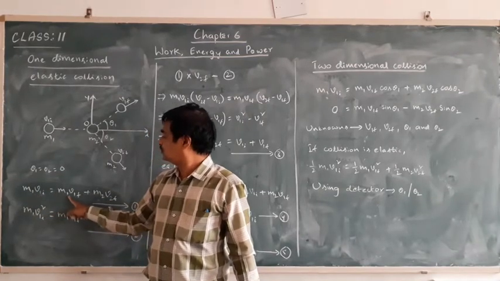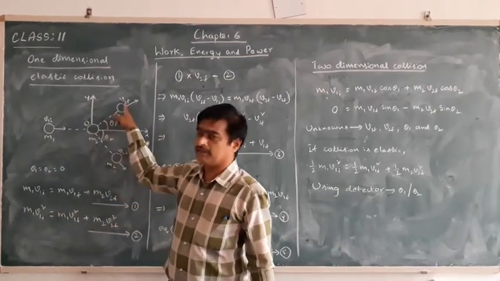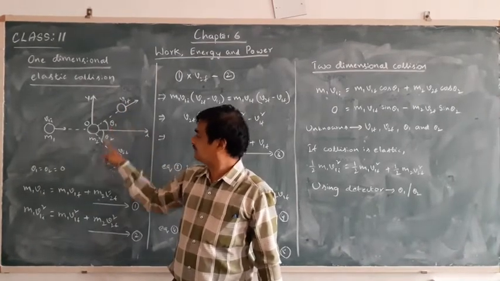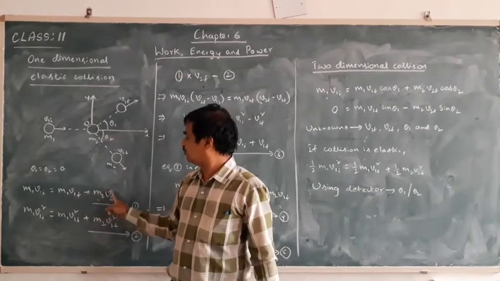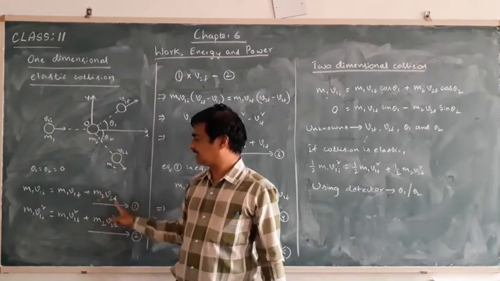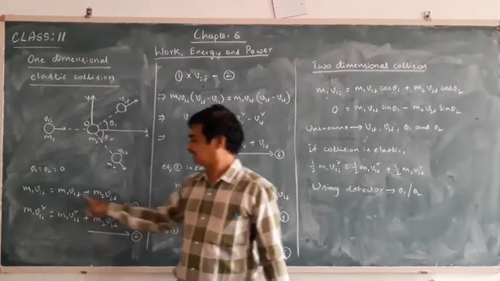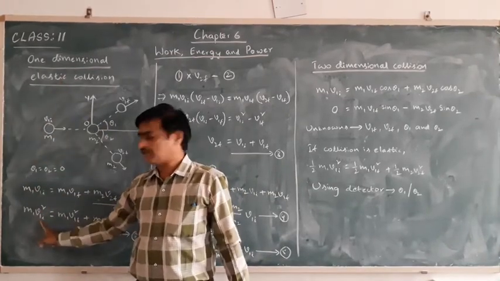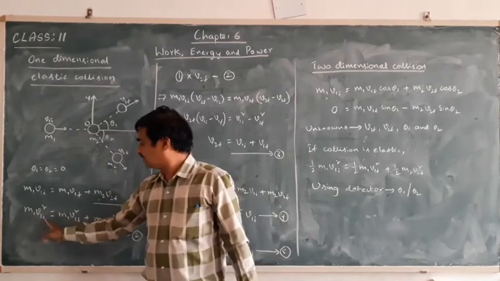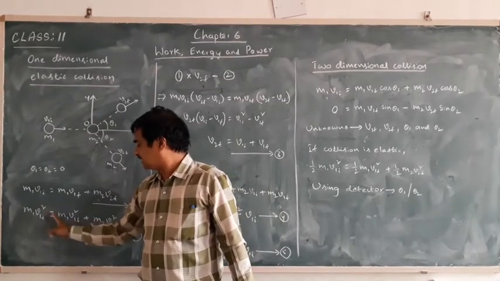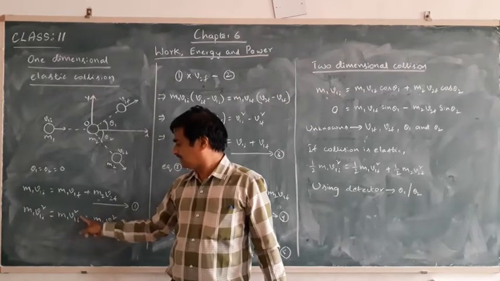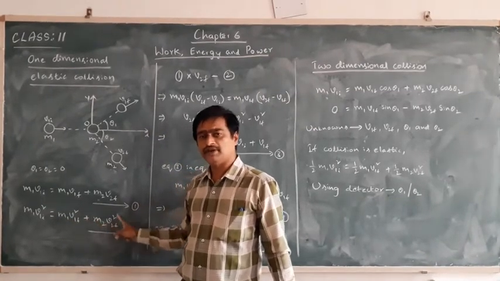This is equal to m1 v1f, where v1f is the final velocity for the first body, plus m2 v2f, the final velocity for the second body. Equation number 1. Then applying conservation of energy, as it is an elastic collision, we are going to get m1 v1i square is equal to, that is cancelling out half, m1 v1f square plus m2 v2f square.